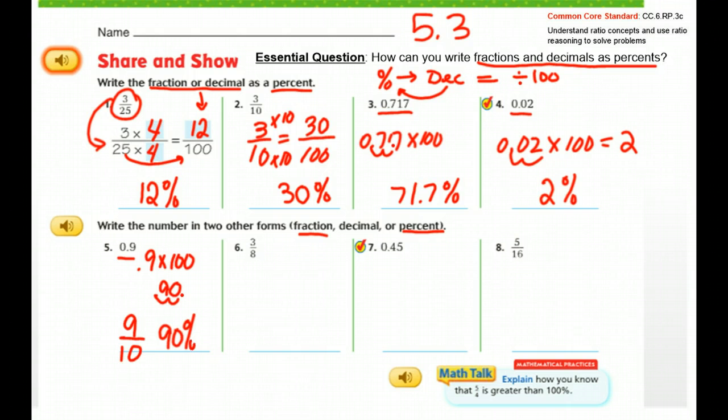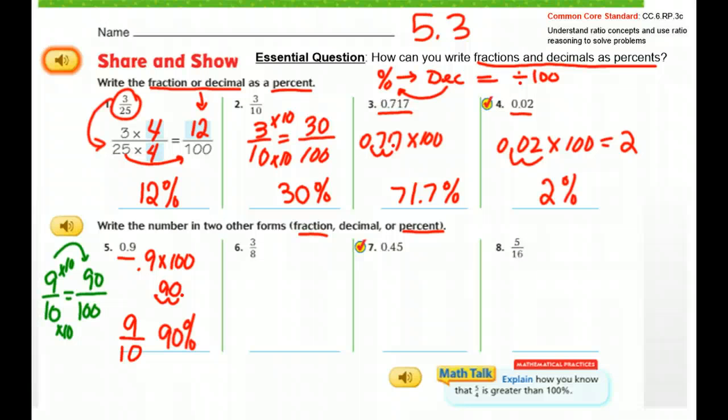That was one option. Another option would have been, I could take that fraction version of 9 over 10, and I could find its equivalent over 100. Times 10 times 10 gives me that 90% as well. Okay. Let's move on to example 6 here.